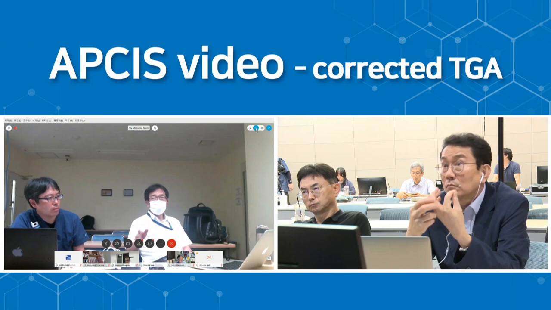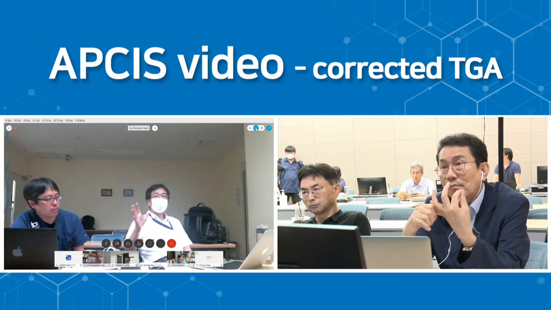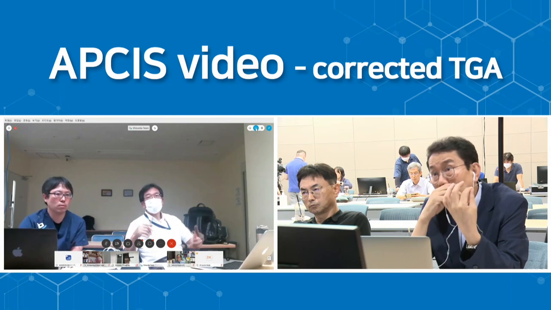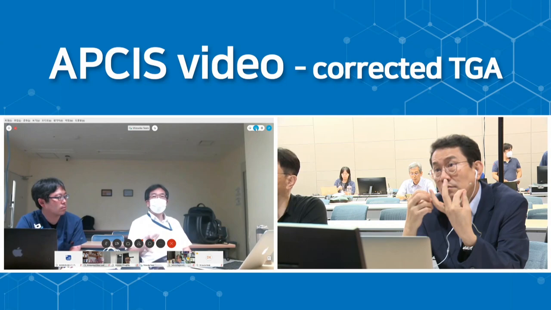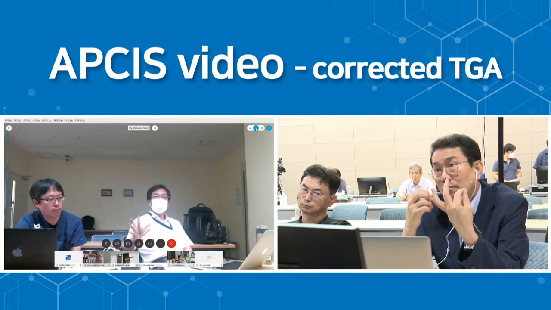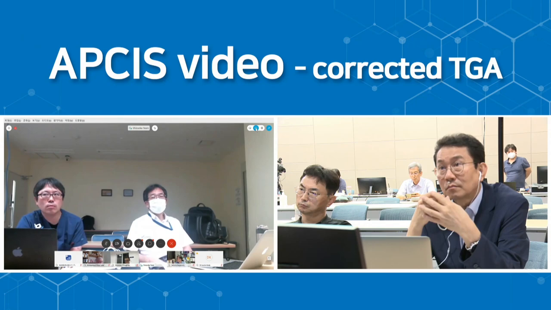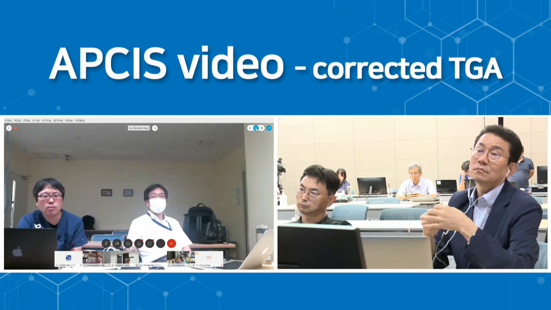So after VSD closure, the systemic pressure can make your left ventricular size increase. However, we will have a safety margin to decide whether to use your left ventricle as a systemic ventricle or not. That's the reason why we have a little bit of safety margin to use the borderline left ventricle. Thank you for your comment.